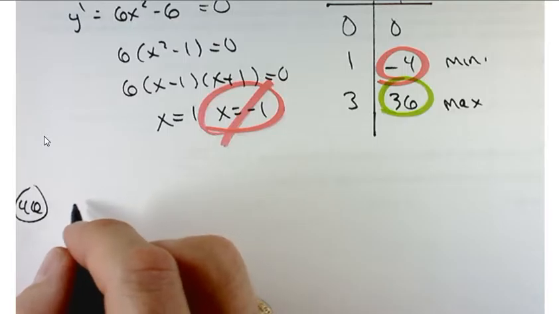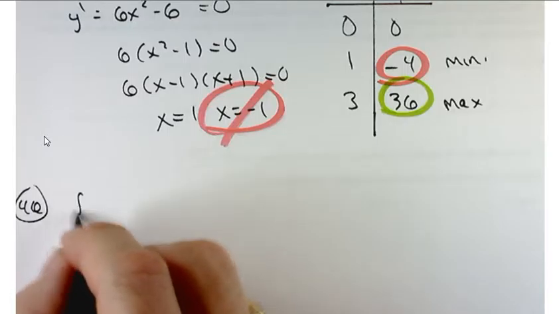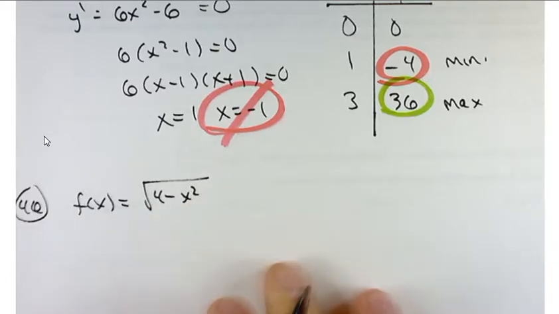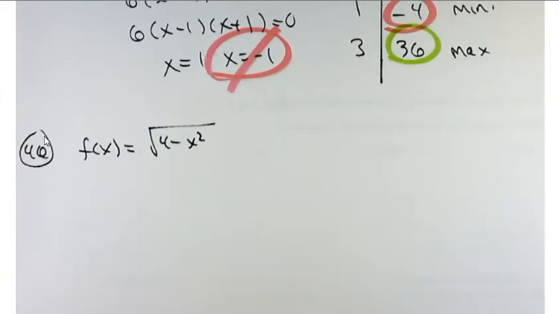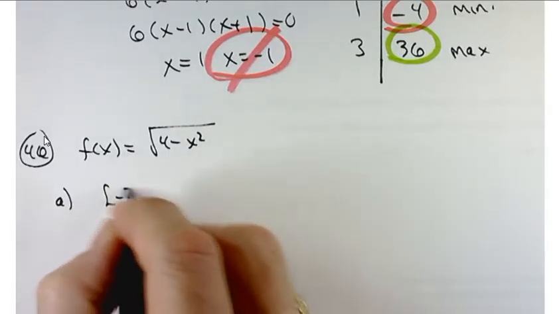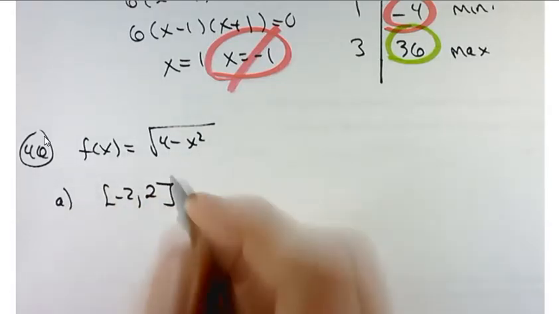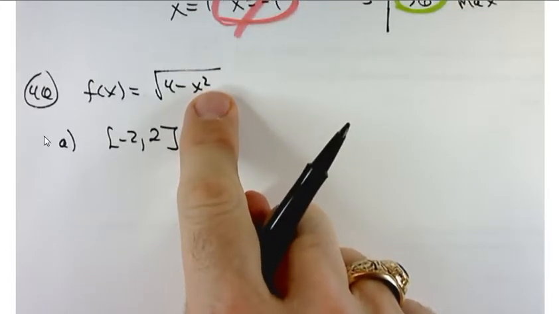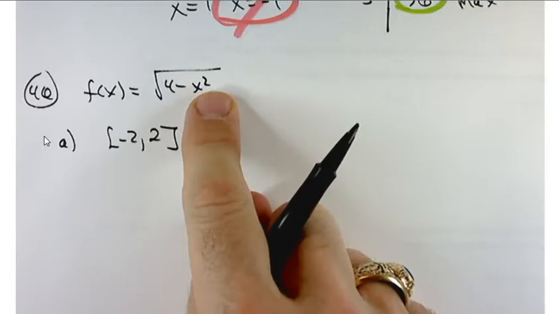So I've got the function f of x equals the square root of 4 minus x squared. And I want to look at this on various intervals. So let's figure out what those intervals are. The first interval is negative 2 to 2. Does anyone know what this function looks like? What's the graph of that look like?